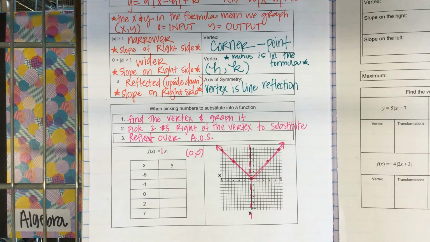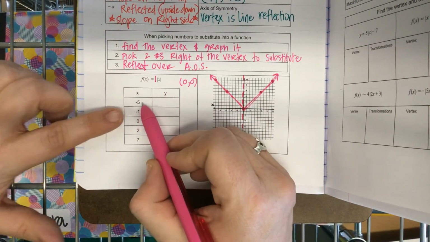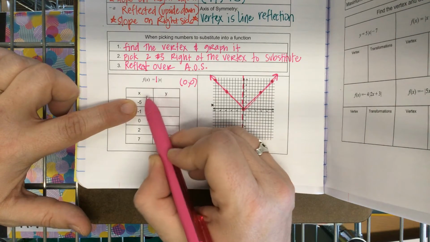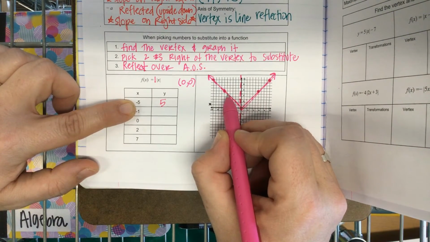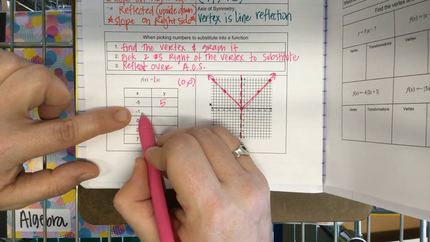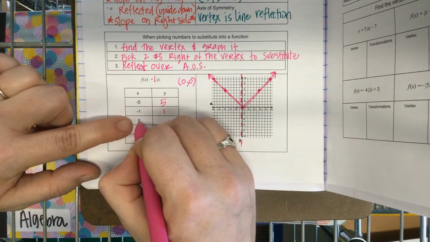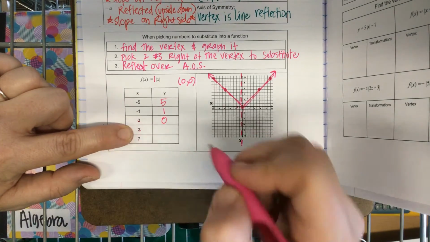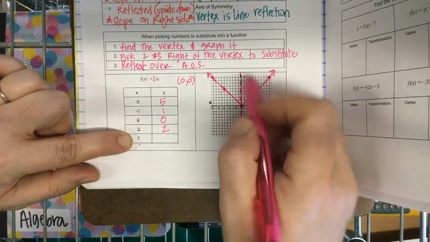Another way you could do this is you could have a table and I could substitute. So if my x value is -5, what's the absolute value of negative 5? 5. And if you look, negative 5, positive 5 is on my line. What's the absolute value of negative 1? 1. Negative 1, positive 1 is on the line. Absolute value of 0. 0, 0. Absolute value of 2. 2, 2. Absolute value of 7. 7, 7.